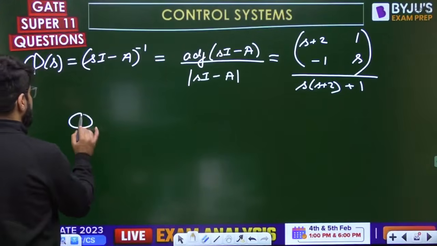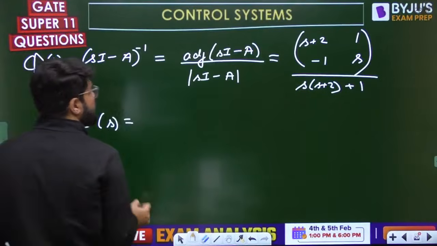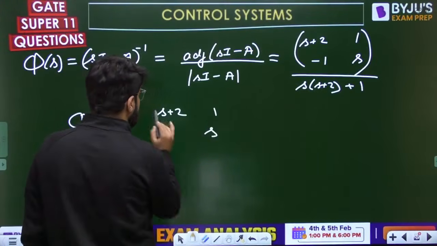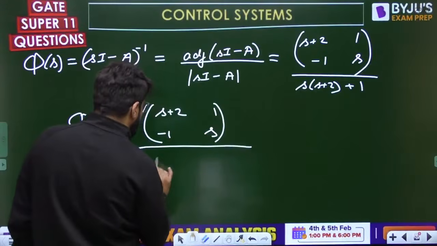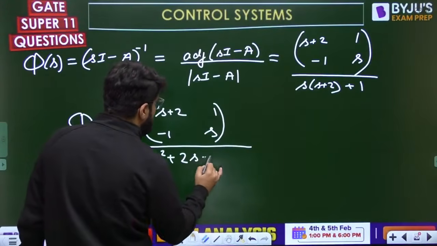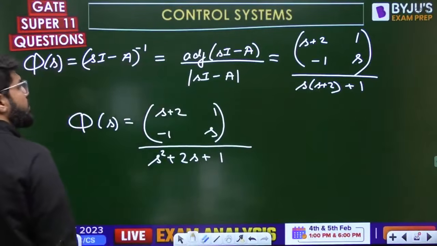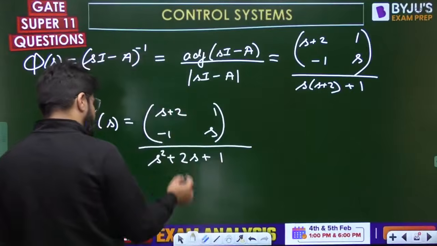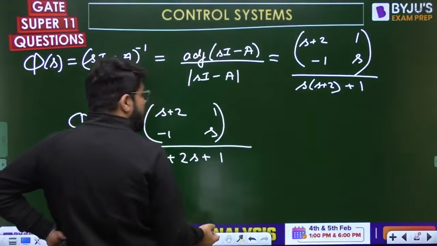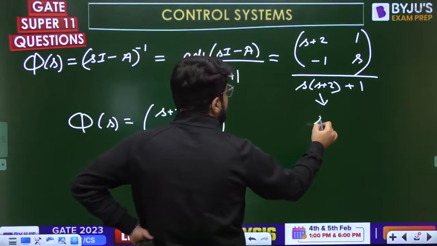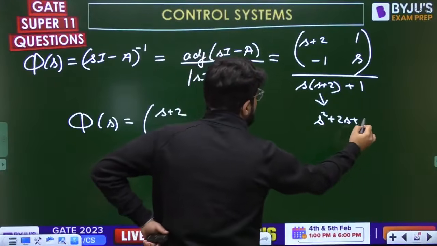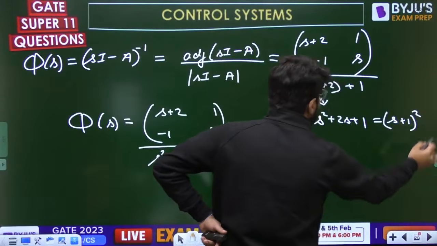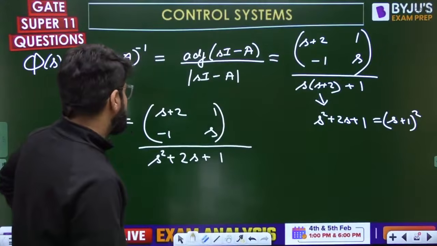Let me rewrite this once again. Phi of S can be written as the matrix S plus 2, 1, minus 1, S, whole divided by S square plus 2S plus 1, and that is nothing but (S plus 1) whole square.